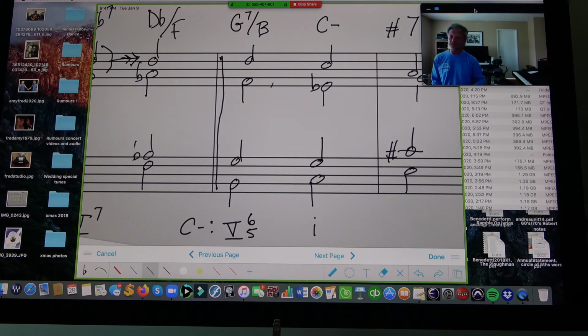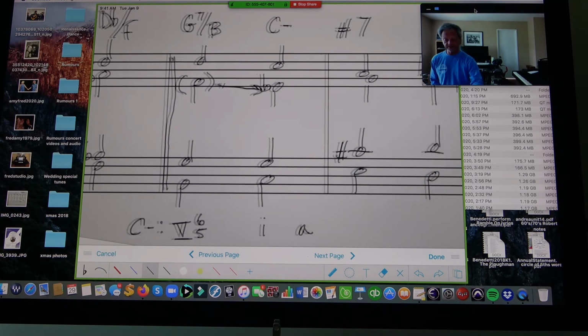There's only one category for that. Is the 7th resolving down? The 7th is F. It is moving down 1 scale degree to E flat. So the category is A. That's the analysis of that particular example.